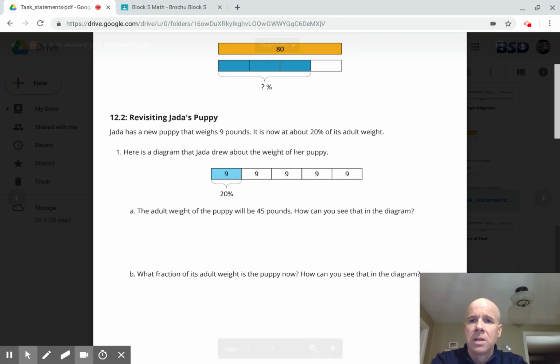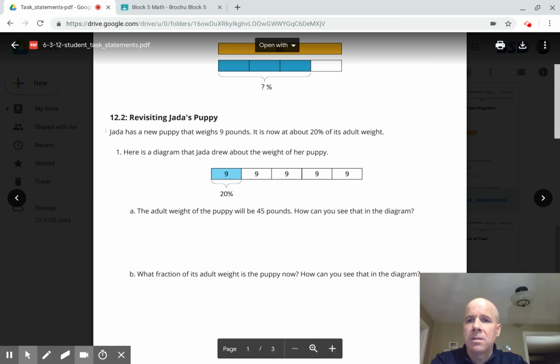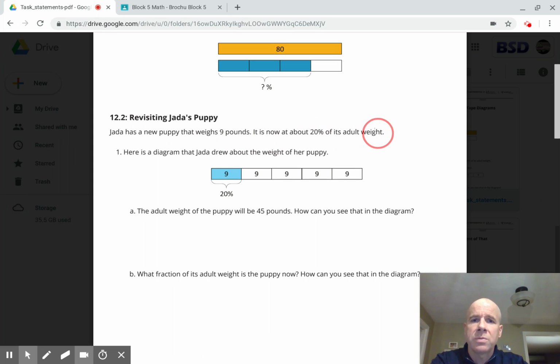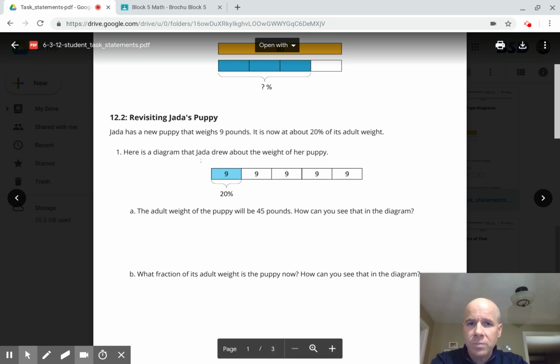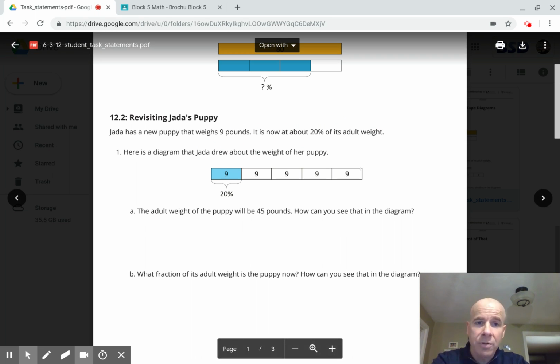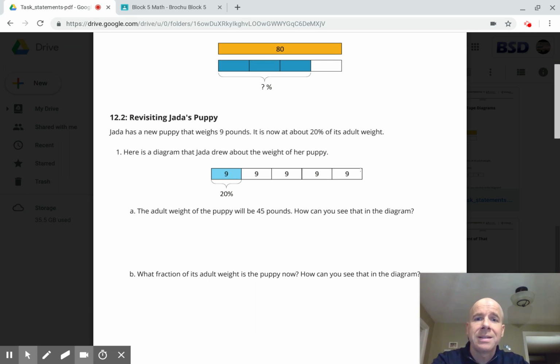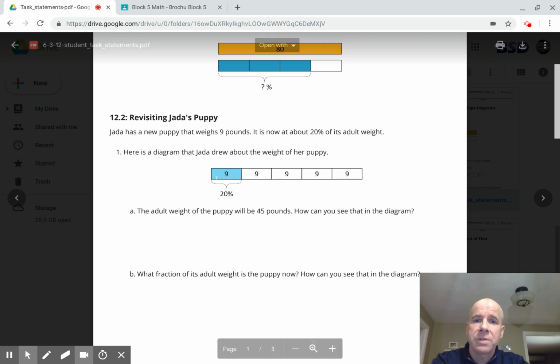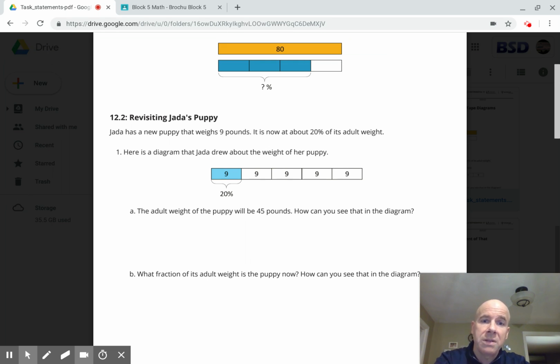Jada had puppies, and we knew that the puppy weighed a certain amount. Now what we're doing is we're breaking things up. So Jada's puppy is 20% of its adult body weight. The 100% would represent its entire body weight. So if you think about it, the 9 pounds is 20%. So each one of these boxes represents 20%. You'll notice there are 5, which shows you that there are going to be 100%.